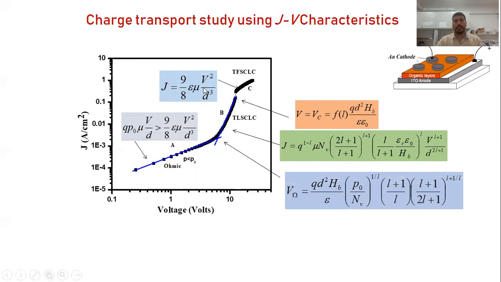And with the help of Child's law, we can easily calculate the value of the mobility, because J we know, V we know, and d is the thickness of your layer. You can easily calculate the value of mu. And from this critical voltage, you can calculate the value of the trap density. So with the help of this single characterization, you can calculate so many parameters: the transition voltage, trap densities, mobility, and critical voltage.